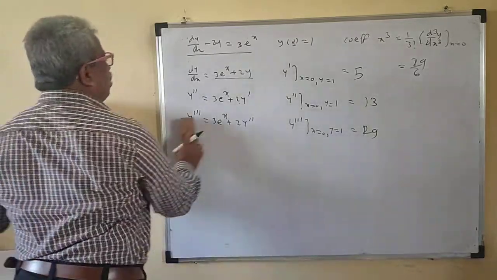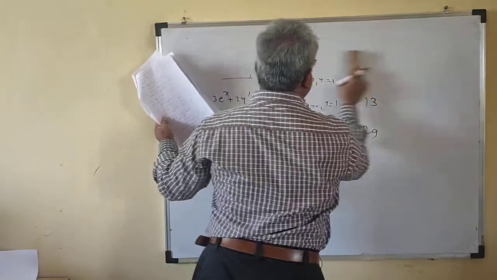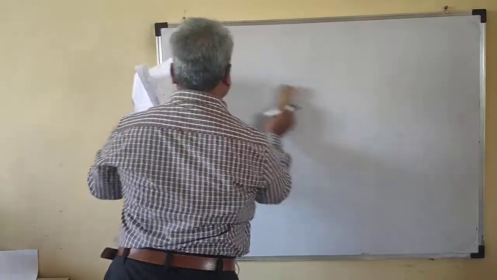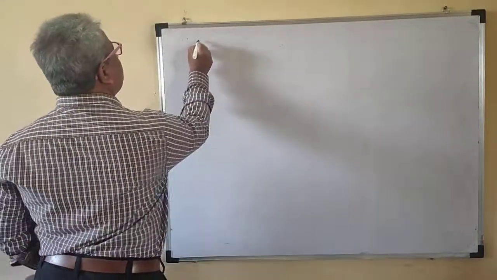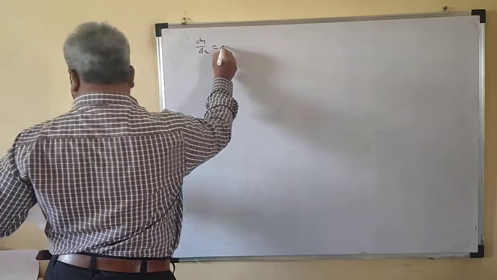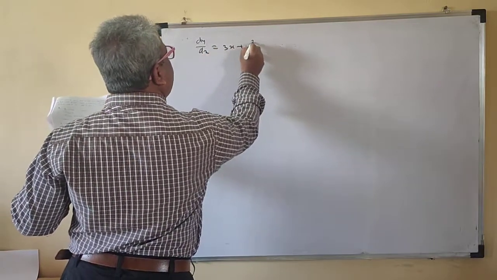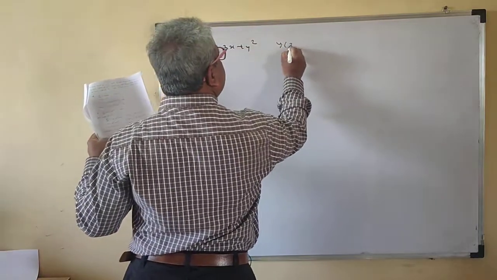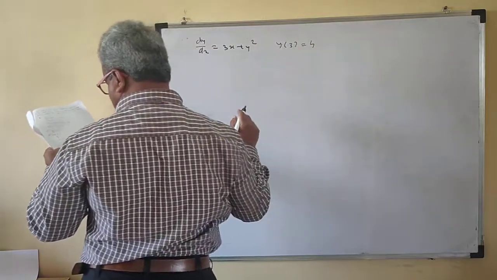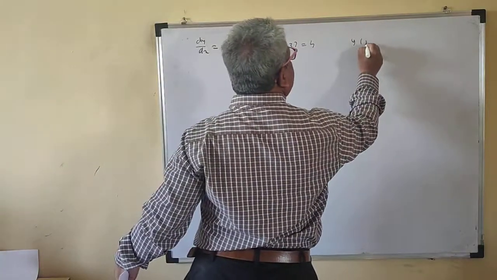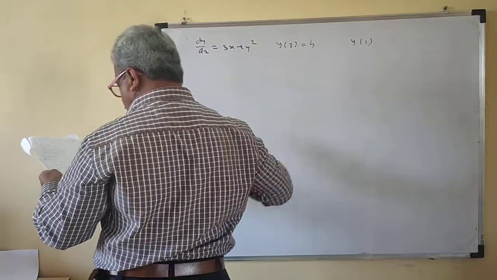Okay, so we'll take one more problem and then we'll stop. Okay, for this we'll take the next method then. Suppose dy by dx is equal to 3x plus y square. Y of 3 is equal to 4, suppose. And they want y of 1 now. They want y of 1.